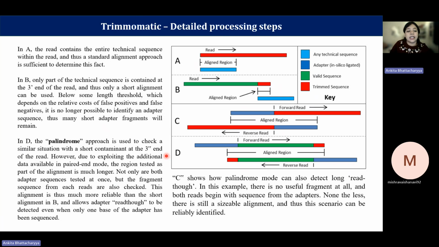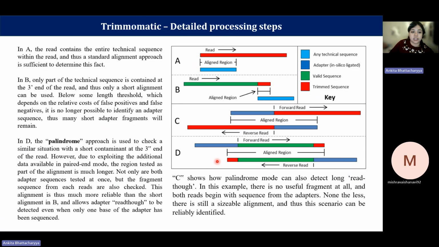You can see that because additional data is available in the paired end mode, the region tested as part of the alignment is much longer. Here the region getting tested aligns with a very small portion of the actual read, versus for paired end sequencing, because a lot more information is available, a longer region of alignment can be taken into consideration. Not only are both adapter sequences tested at once, this is one adapter, this is another adapter, one for the forward read, one for the reverse read, but the fragment sequence from each of these reads is also getting checked.